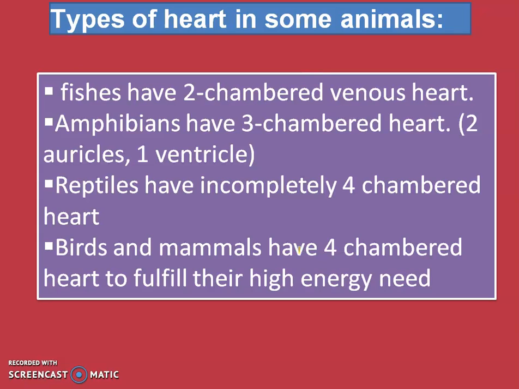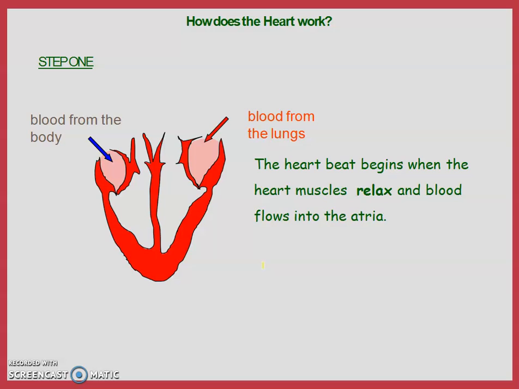Now the types of heart in different animals. Fish have a two-chambered venous heart. They do not get pure blood; the oxygen and carbon dioxide are mixed in their blood. Amphibians have a three-chambered heart, with two auricles and one ventricle. They also have mixed blood. Reptiles have an incompletely four-chambered heart, not well developed. Birds and mammals have a four-chambered heart to fulfill their high energy needs. They go on working, so they have a high energy need.